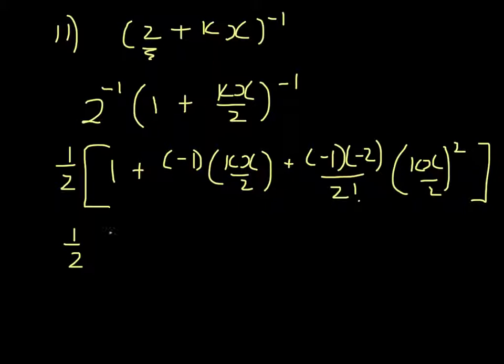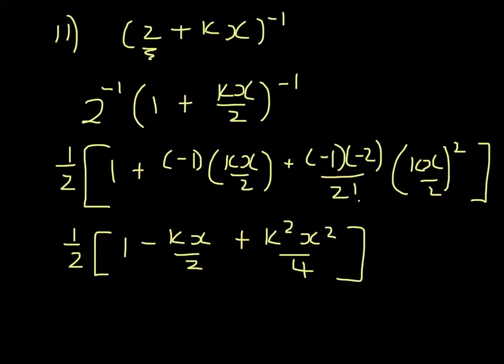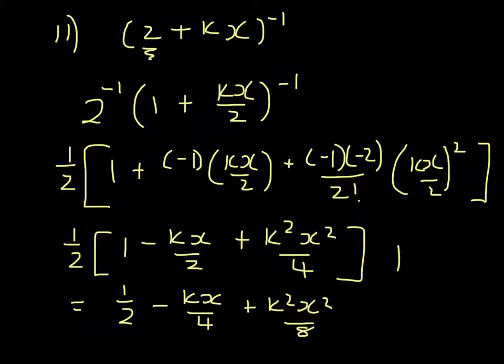That's going to give us a half times 1 minus kx over 2 plus, and we have to be careful here, these are going to cancel, but inside the bracket the k gets squared and the 2 gets squared. So that's going to be k squared x squared over 4, and then expanding my brackets I get an answer of a half minus kx over 4 plus k squared x squared over 8, and that's valid for the modulus of kx over 2 is less than 1. Modulus of x is less than 2 over k.